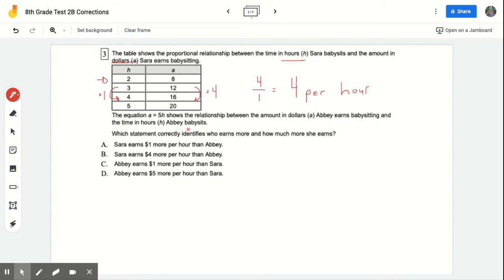All right, now the equation 5H shows the relationship between the amount in dollars Abby earns while babysitting. Okay, so this equation right here is for a separate person. It looks like they're talking about Abby here. They're talking about dollars and hours.